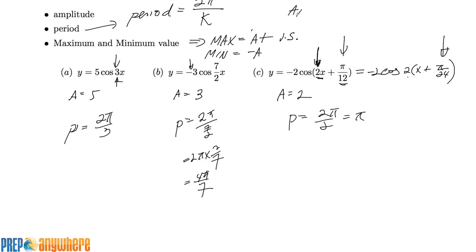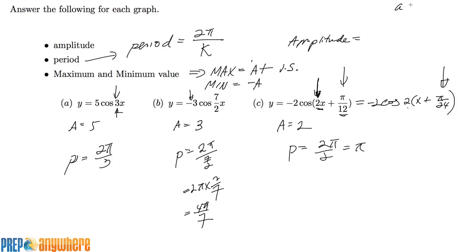The amplitude is equal to, let's say you have a cosine of x, I'm saying it's the absolute value of A. Okay, so the minimum is minus of A plus the vertical shift. Of course, all of these questions here, they don't have a vertical shift.